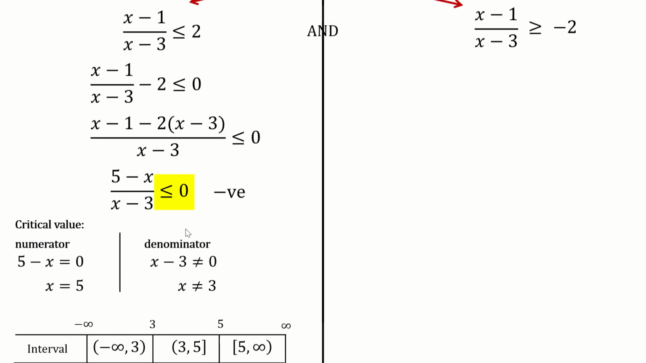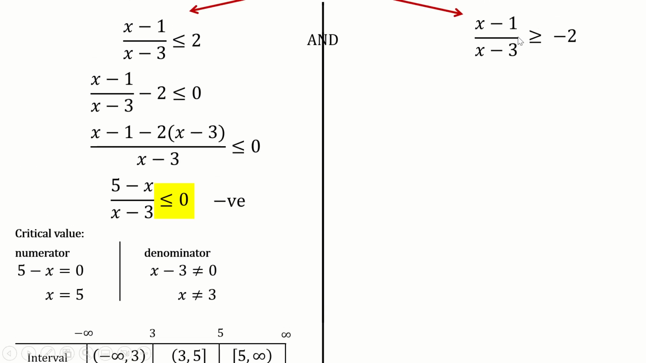Right, so we move to the next inequality, which is (x minus 1) over (x minus 3) greater than or equal to negative 2. The same is applied here. So we need to change the right hand side to 0. We bring the negative 2 to the left hand side, so it becomes (x minus 1) over (x minus 3) plus 2 is greater than or equal to 0. And then we combine this into one fraction.